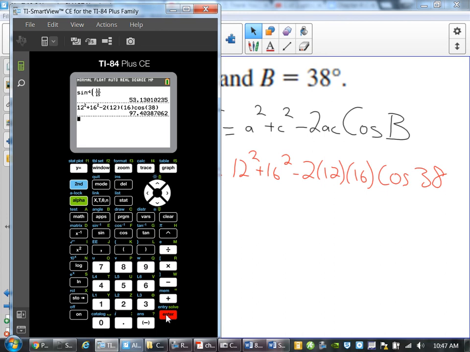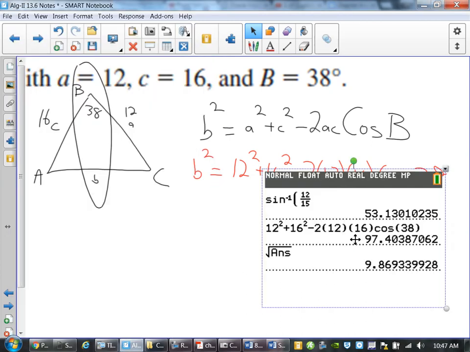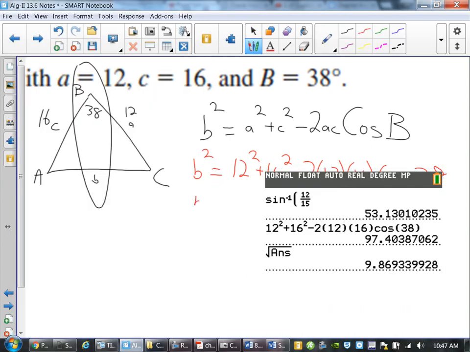So you've got b squared there. How do you solve for b now? Second square root of your answer. There's b. And then you just use law of sines because now you have an angle and a side opposite.